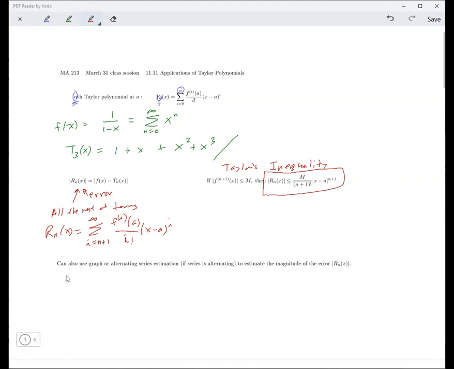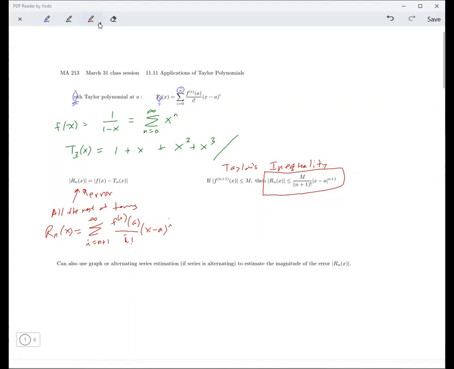Other things you could use would be, if your Taylor series is alternating, you can use alternating series estimation, which is just the next term in the series. Or you can use a graph to also estimate the magnitude of the error.